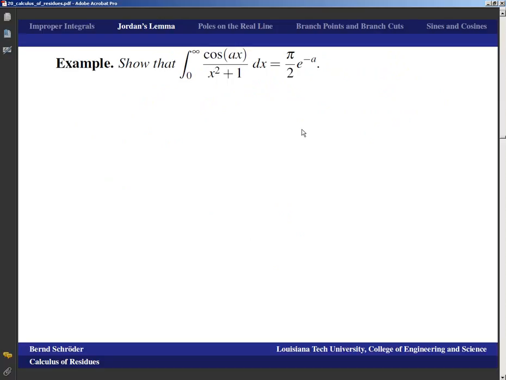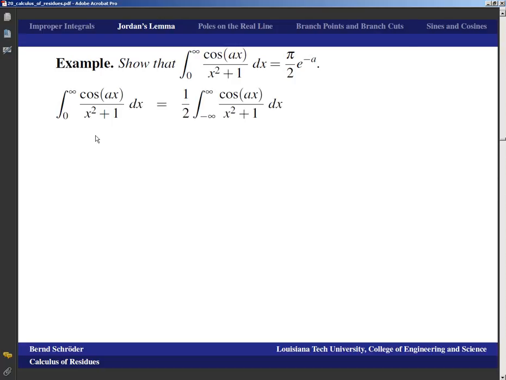Let's see how we can apply Jordan's lemma. Well, take a look at this integral. We want to show that the integral from 0 to infinity of cosine ax over x squared plus 1 dx is equal to pi halves e to the negative a. Again, we have an even function, so we're okay focusing on Cauchy principal values because those will be improper integrals and everything will exist just fine.